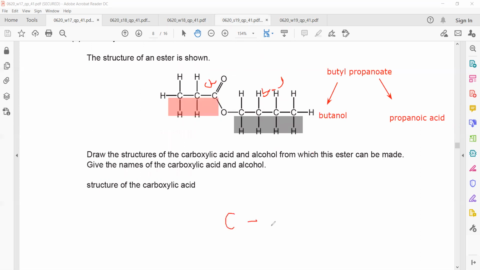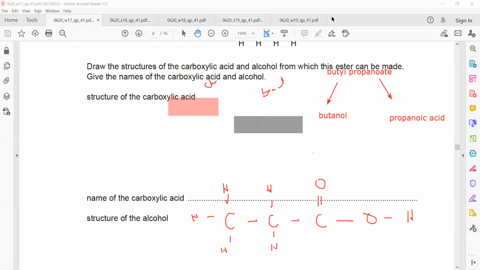Prop means I will draw 3 carbons, then C, and I have to show all the bonds. This will have 2 hydrogen and this will have 3 hydrogen. So this is propanoic acid. Name of the acid will be propanoic acid.